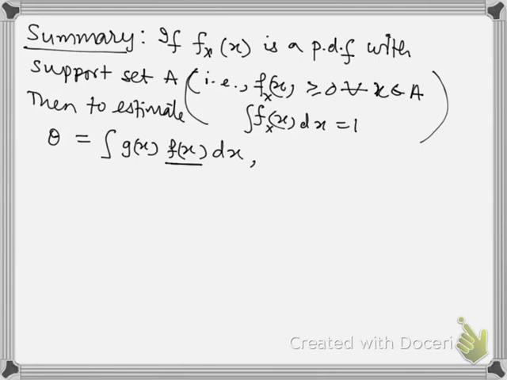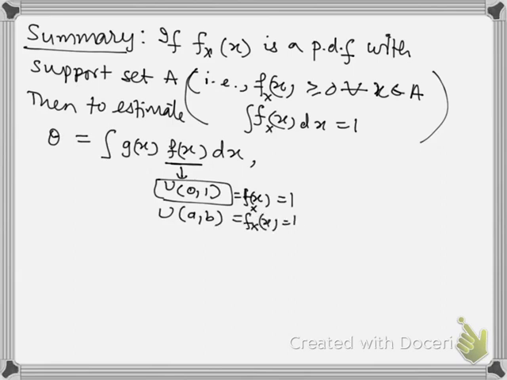Now you might be thinking, what is this f(x)? You probably haven't seen it that often. Remember, we were generating uniform 0, 1, and in those situations this was 1. Or we were using uniform A to B, and in those situations this was 1 over B minus A. But this is like a general version.